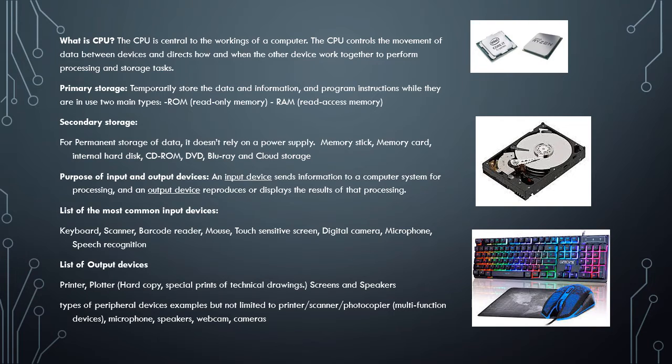The list of output devices. Output devices can be printer, plotter, such as hard copies and special prints of technical drawings, screens, and speakers. The types of peripheral devices, for example but not limited to, are printer, scanner, and photocopier. And the multifunction devices are like microphones, speakers, webcam, and cameras.